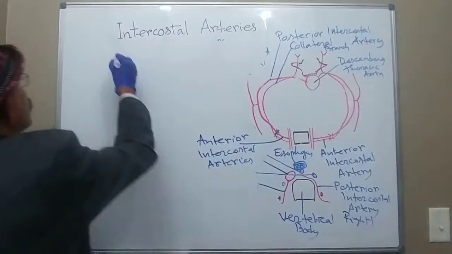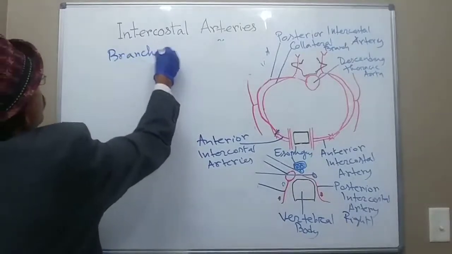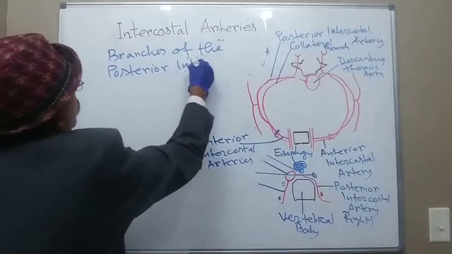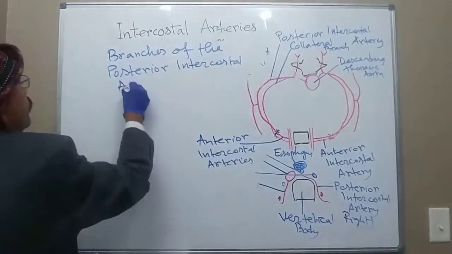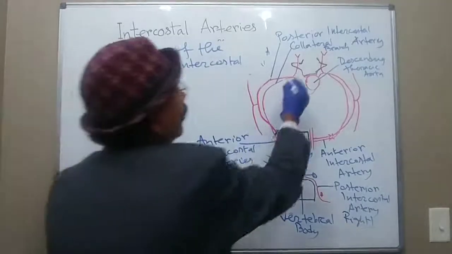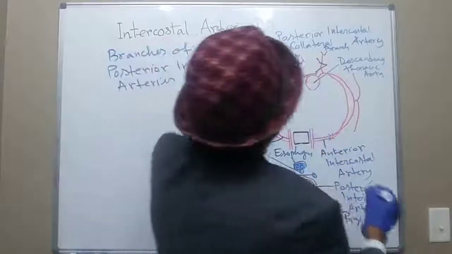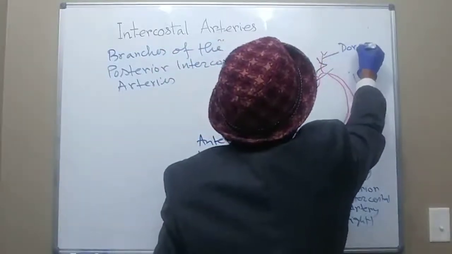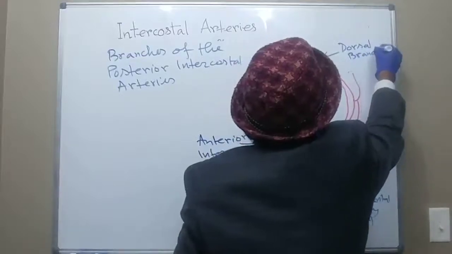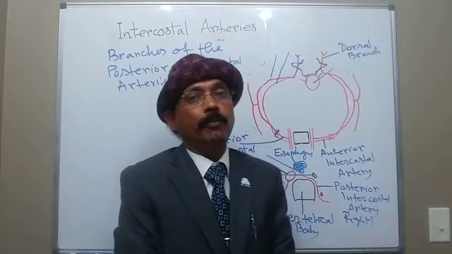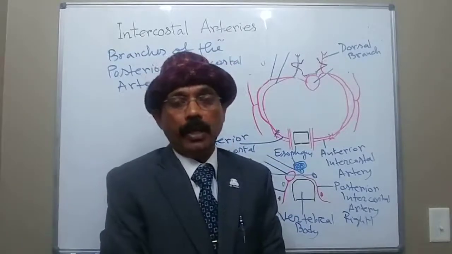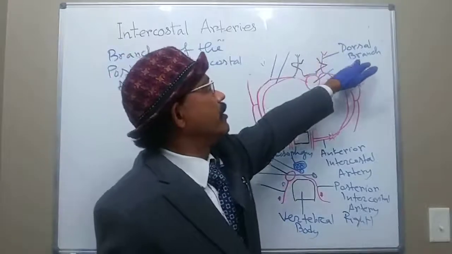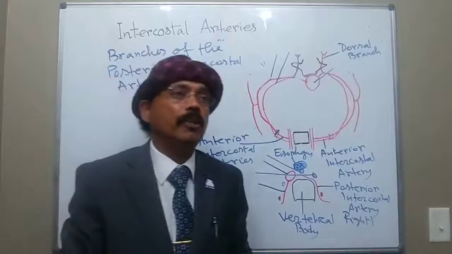So what are the branches of the posterior intercostal artery? Our first branch is the dorsal branch. This is the dorsal branch of the posterior intercostal artery. This branch will supply the vertebral body, the spinal cord area, vertebral canal, and also the muscles of the back and skin over the back. That is done by the dorsal branch of the posterior intercostal artery.